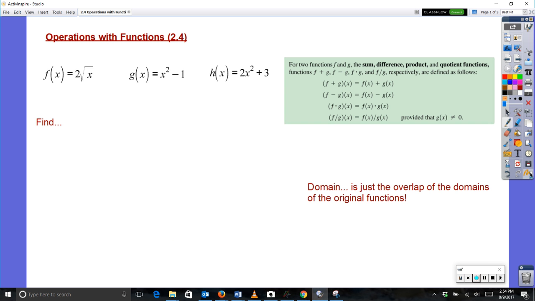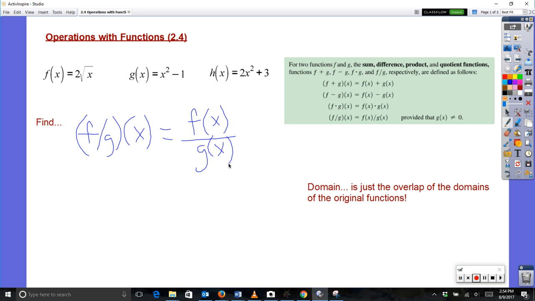Now we're going to do a division one real quick and we'll talk about domain a little bit while we do that. So how about if we had f over g of x? So that's just simply f of x divided by g of x, and there may or may not be anything you can do with that once you have that fraction. There may not be a way to simplify. This is a case where there isn't. So f of x is 2 root x, g of x is x squared minus 1, and we're done. That's the new function. But what about domain over here?